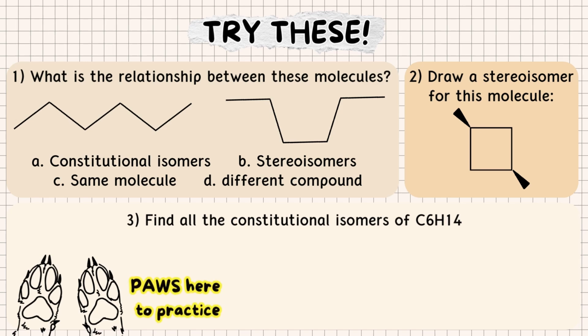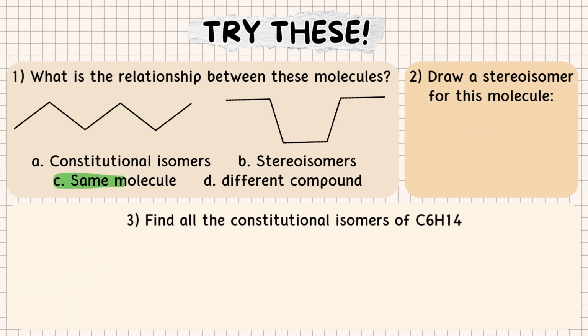All right, let's check it out. So, for the first one, these are indeed the same molecule. If you picked stereoisomer, remember those single bonds can rotate. They are not stuck in a trans or cis position. Look out for double bonds and rings that restrict the movement. If you said constitutional, keep in mind that these are all the same atoms connected in the same order, all in a line. No difference in structure.